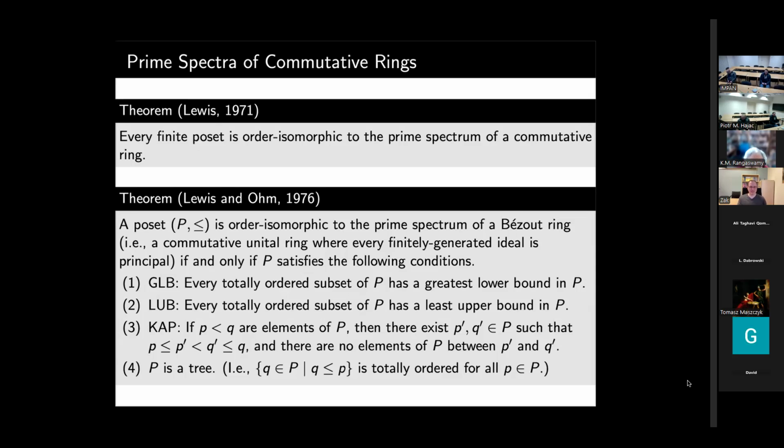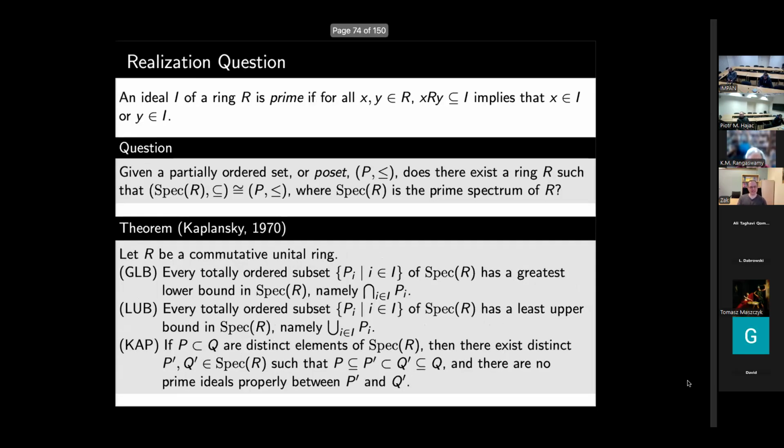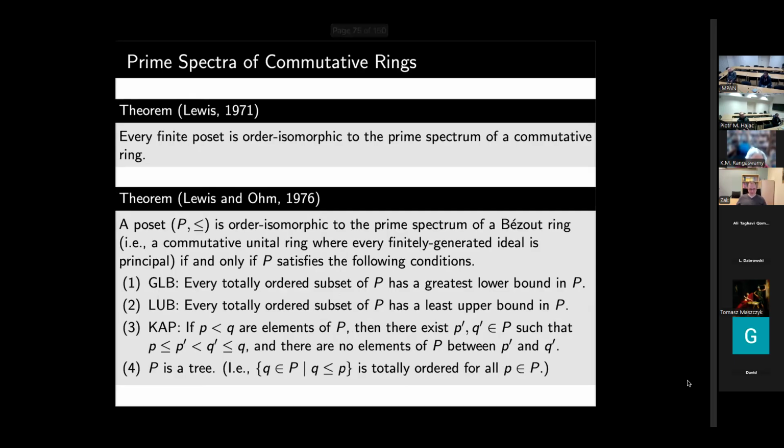So I'll just give you a sampling. Lewis showed how to realize every finite partially ordered set as the prime spectrum of a commutative ring, and Ohm characterized the partially ordered sets that are order isomorphic to prime spectra of Bézout rings. And this one's kind of interesting because it's those same three conditions that I showed you before: greatest lower bounds, least upper bounds, Kaplansky condition, and one more. The partially ordered set has to be a tree.